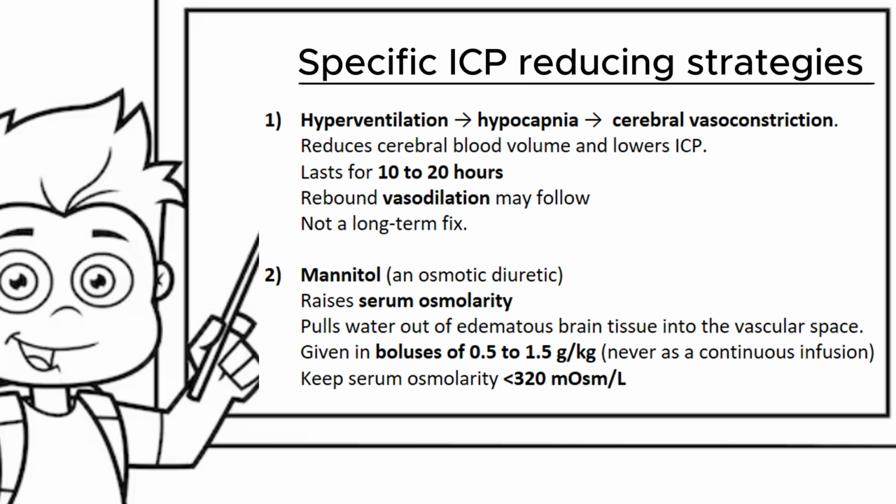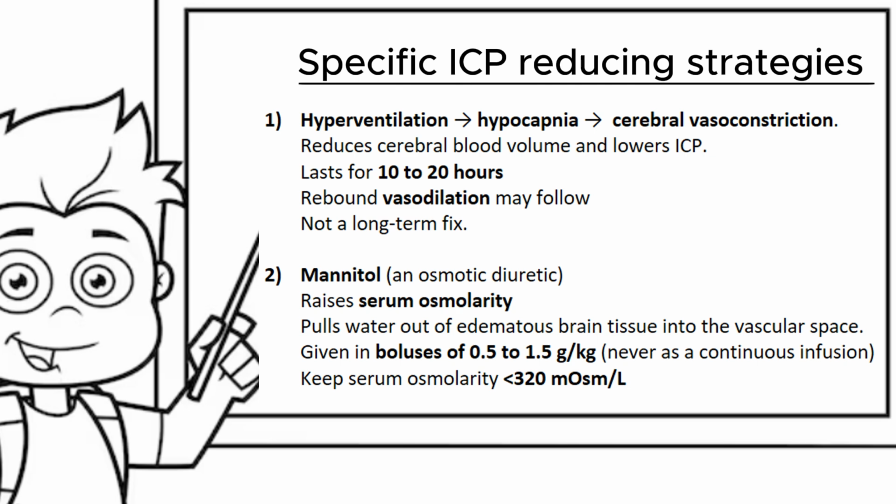Now, hyperventilation will cause hypocapnia, which basically means a reduction in the amount of CO2 in the blood, and that leads to cerebral vasoconstriction. This shrinks the cerebral blood volume and it helps to lower the intracranial pressure. But here's the catch. It only lasts for 10 to 20 hours, and a rebound vasodilation may occur if CO2 levels normalize too quickly. So, it's a bridge, but not a long-term fix.